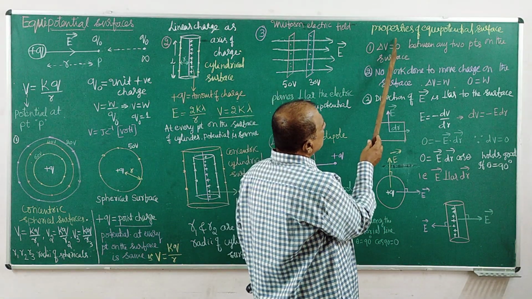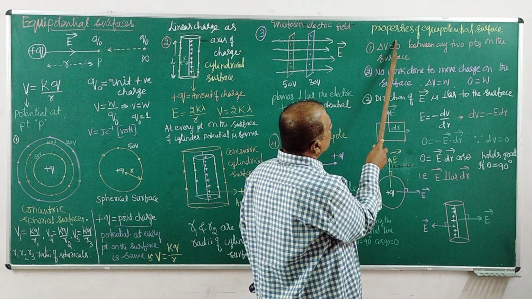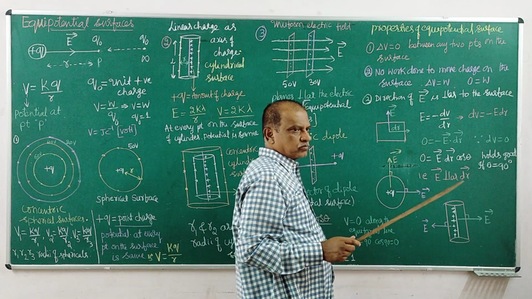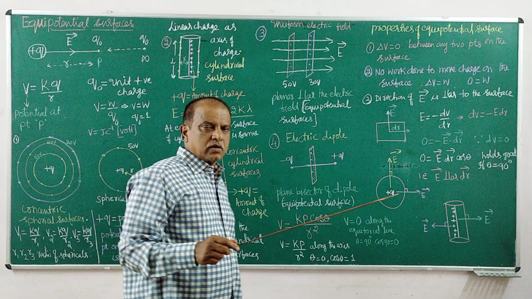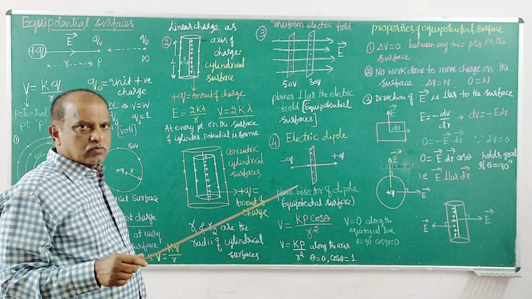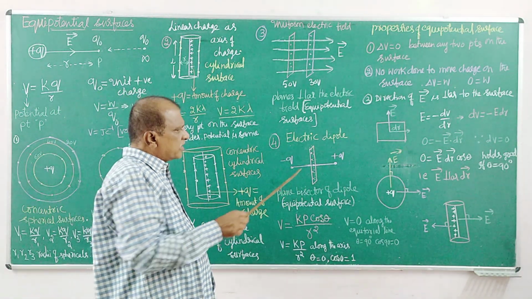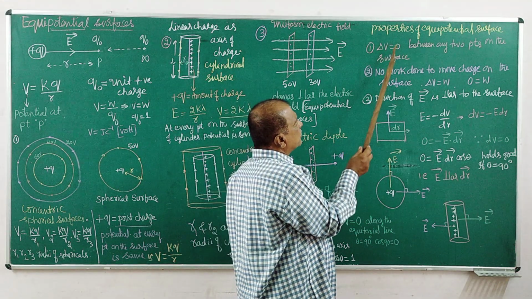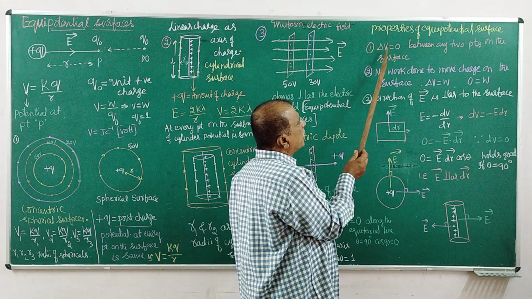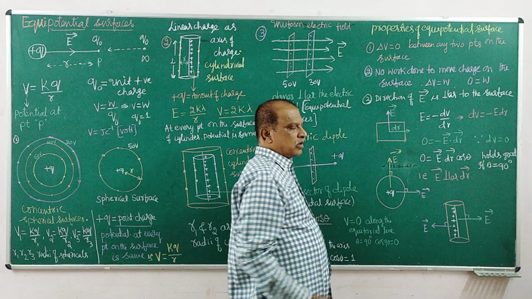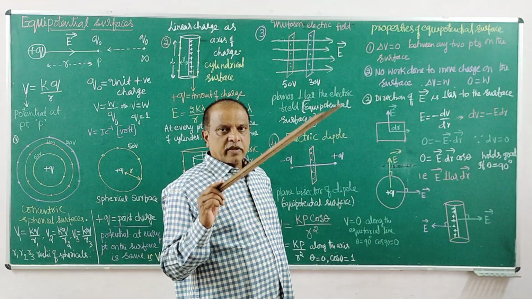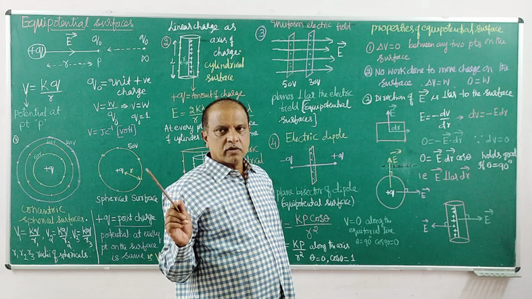Let us discuss in brief what the properties of these equipotential surfaces are. We are talking about different surfaces, but they have common properties. You take any surface, there are always common properties. There is one property, delta V equals 0. I told you that on the surface, any point you take has the same potential.